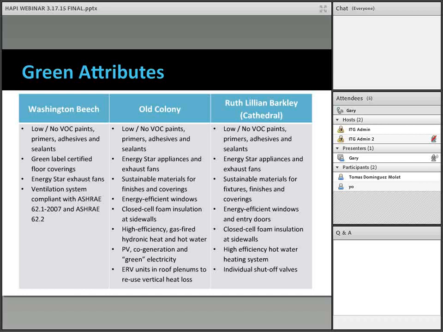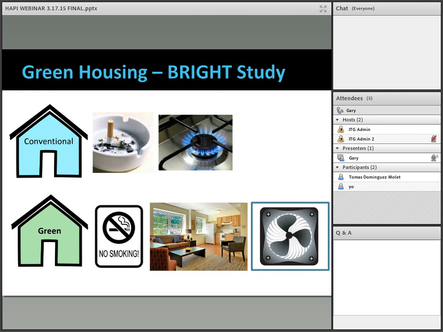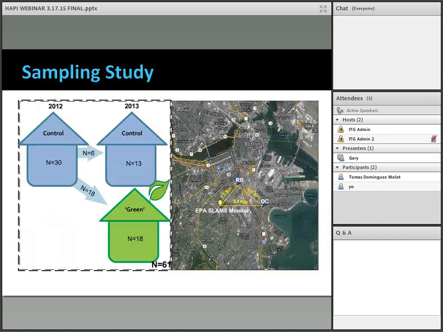This is just a simple schematic. People were moving from households where smoking was allowed and they had gas stoves. In general, these were drafty, overheated apartments. They were moving into places with proper ventilation where it mattered, in kitchens and bathrooms, and no smoking. So once again, we think we're moving in a direction where conditions improved. And what we did is we followed families over 2 years and tried to compare their exposures.